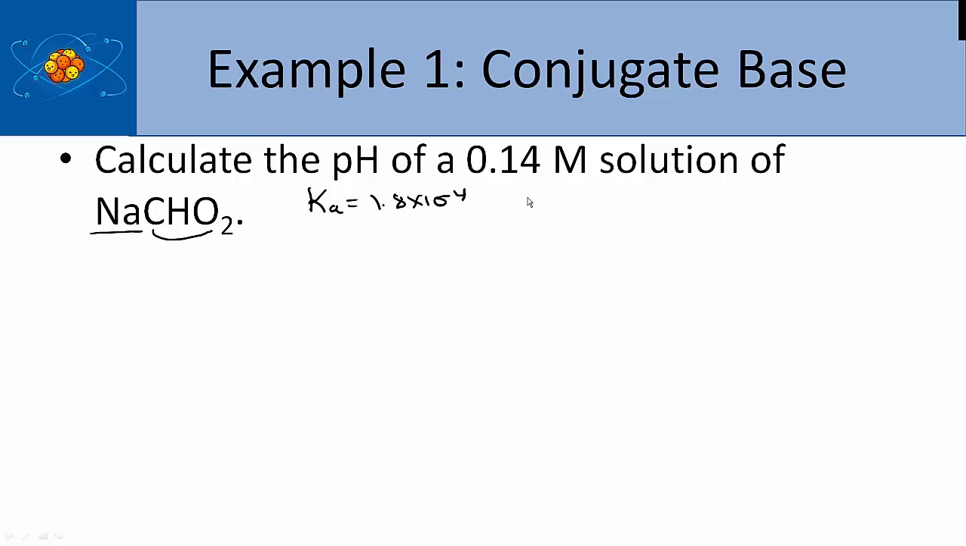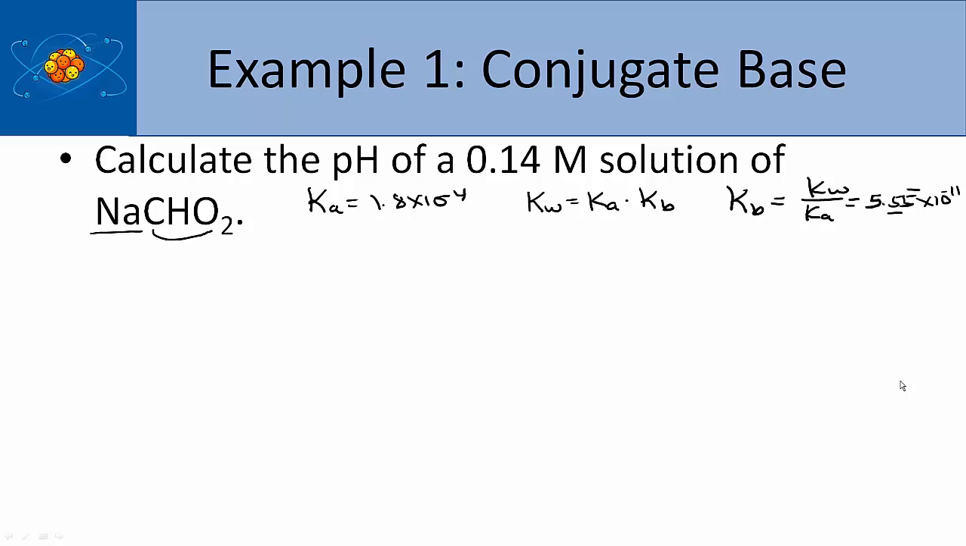But this is a base. So what you have to remember is that Kw is equal to Ka times Kb, so that you can calculate Kb, which is what you need for this problem, as Kw divided by Ka. When you do this, what you find is that Kb is 5.55 times 10 to the minus 11, and the 5 is repeating. We have two significant figures. So now what we do is we have to set up our ICE table.